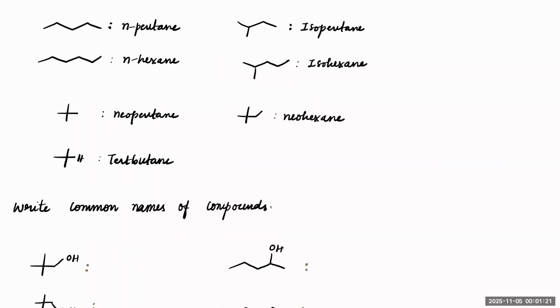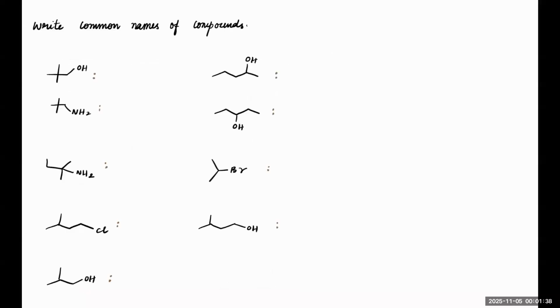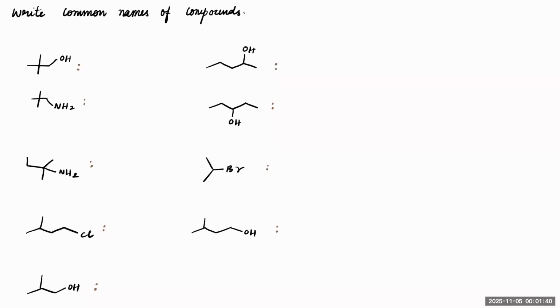The common names. If you have a straight chain, you usually call n-pentane, n-hexane, neopentane, tert-butane, isopentane, isohexane, and neohexane. These are all the various forms you can name it. So quickly watching that, you have to write the common names of the compounds here. All right. So I'll write one or two. The rest you can do now.